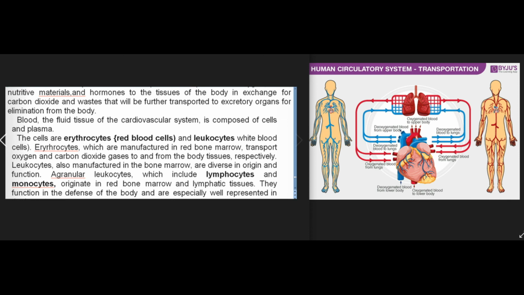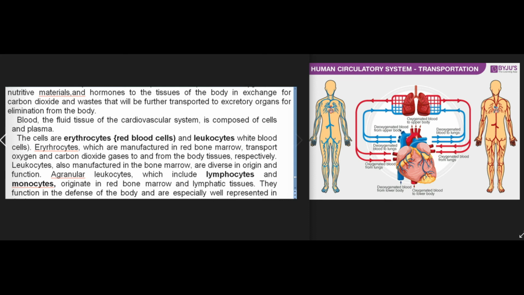Cardiovascular system. The cardiovascular system is composed of the heart, arteries, veins, capillaries, and blood. The cardiovascular system functions to provide transportation of oxygen, water, nutritive materials, and hormones to the tissues of the body in exchange for carbon dioxide and wastes that will be further transported to excretory organs for elimination from the body.